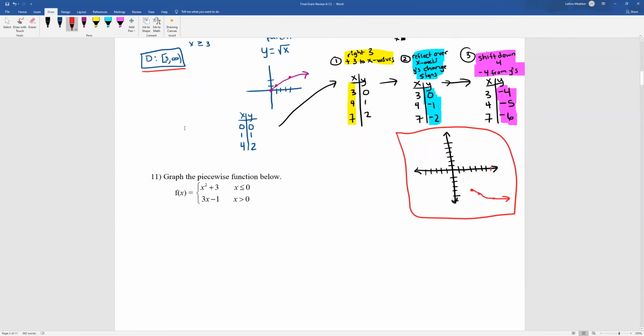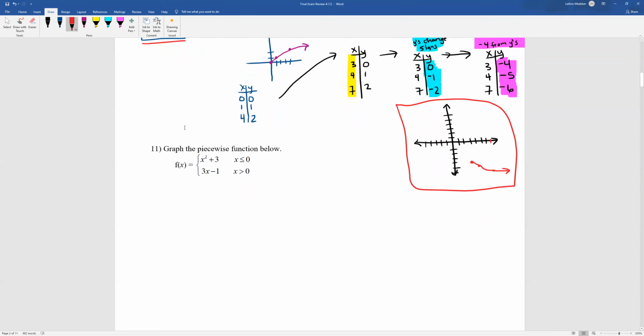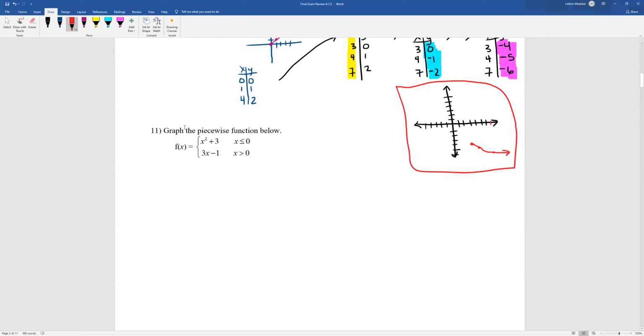Okay, let's look at number 11. 11 says graph the piecewise function below. So a piecewise function is a function that has different pieces, essentially, and there's a domain that is given to you for each of the pieces. For example, we're graphing a parabola, which has an x squared in it, when our x's are less than or equal to 0. And we're graphing a linear function when x is greater than 0.